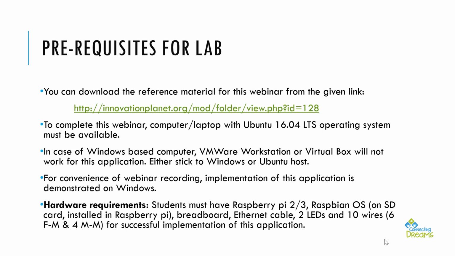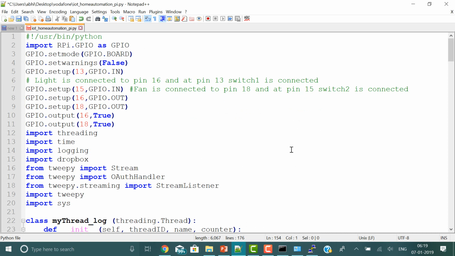Now let me quickly take you through the code where I'll explain what's happening there, and then we will see a live demonstration. So here is your actual Python code for this application. We are going to import RPi.GPIO as GPIO so that we can access the Raspberry Pi GPIO pins.